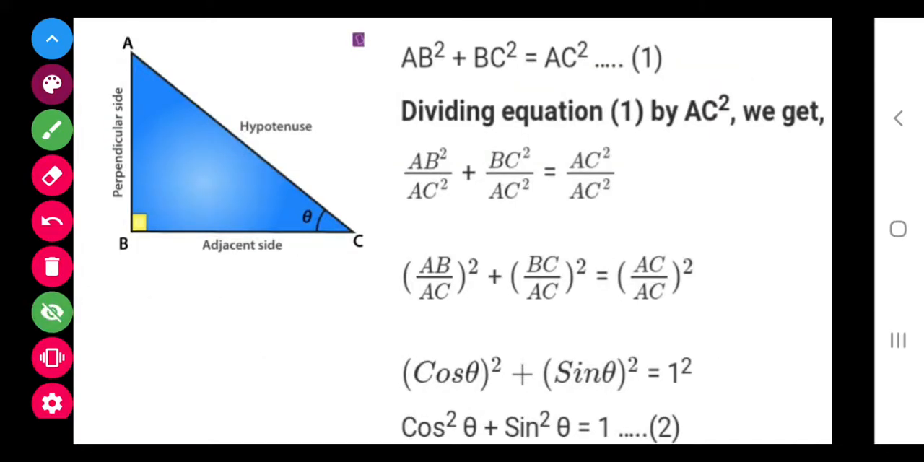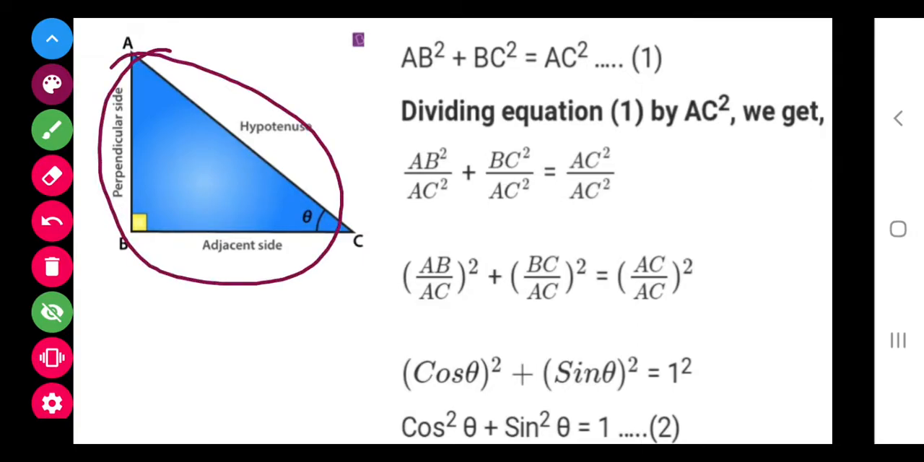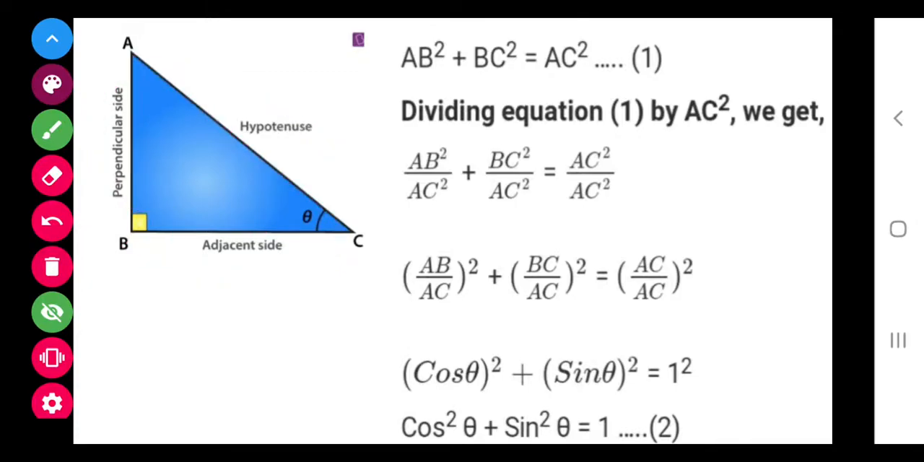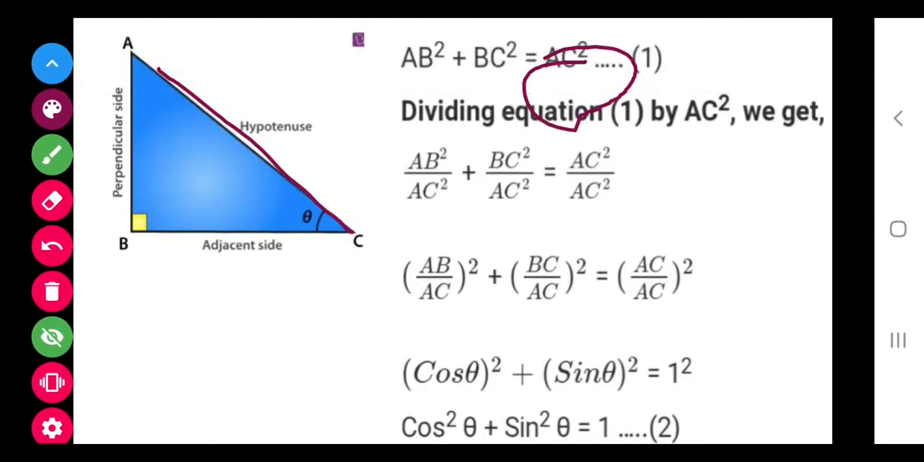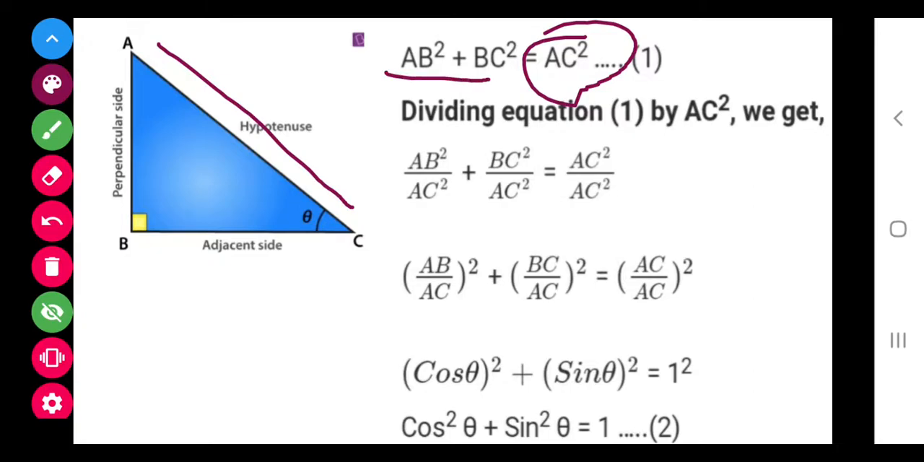Now the proof of the first. Class, let us consider this triangle ABC in which angle C is theta, and if this is theta, this will be the perpendicular, the angle 90 is in front of it, and this is the hypotenuse. So we can say that AC is the hypotenuse, so AC square is equal to AB square plus BC square. This is by Pythagoras theorem.